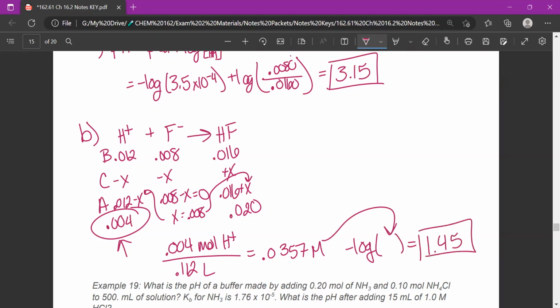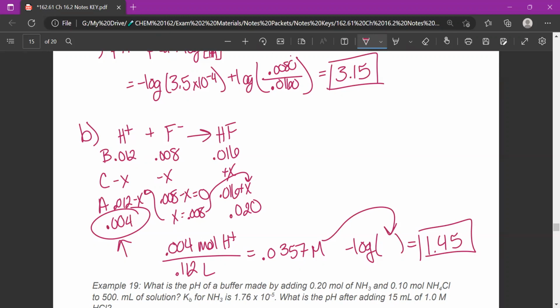So you'll notice that pH actually dropped quite a bit, and that's because I went over the buffering capacity. I didn't use Henderson-Hasselbalch here because I didn't have a buffer anymore. I used all of the F minus, so I can't use that. I ended up with strong acid and weak acid. Strong acid dominates, just take the pH of that.